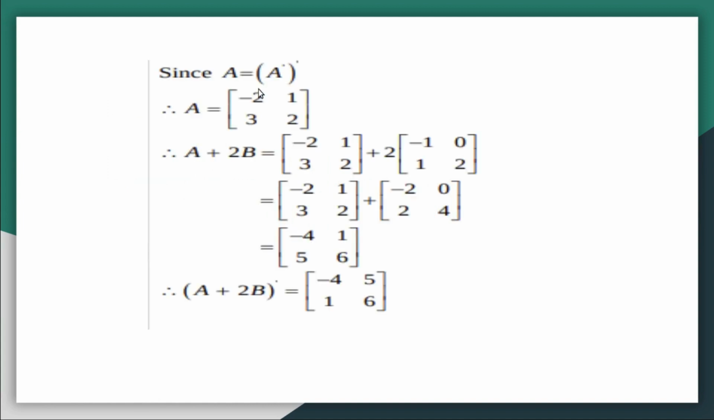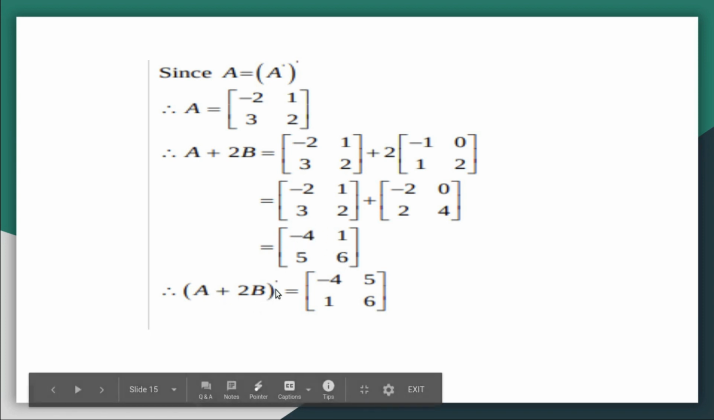A equal to (A transpose) transpose. So we get A equal to matrix minus 2, 1, 3, 2. Now A plus 2B, write matrix A plus 2 into matrix B. Now 2 into this matrix, multiply each element by 2. 2 into minus 1 is minus 2, 2 into 0, 0, 2 into 1 is 2, 2 into 2 is 4. Now add these two matrices: minus 2 plus minus 2, minus 4, 1 plus 0, 1, 3 plus 2, 5, 2 plus 4, 6. So this is A plus 2B.